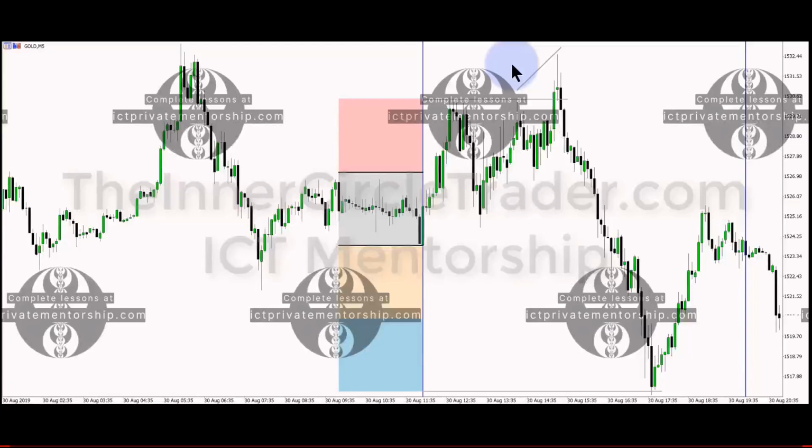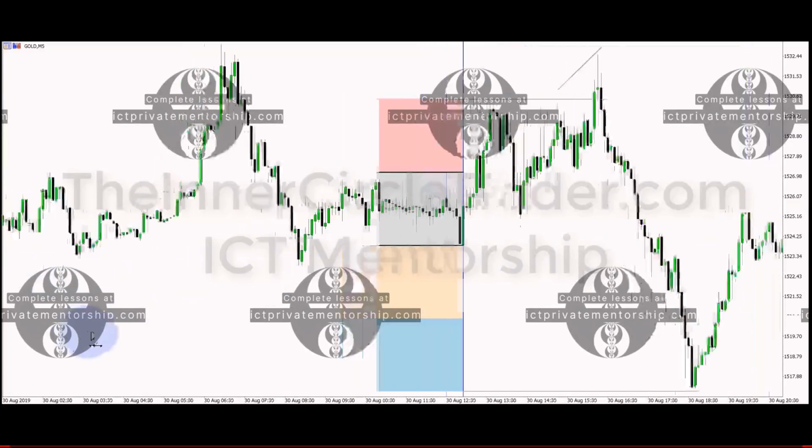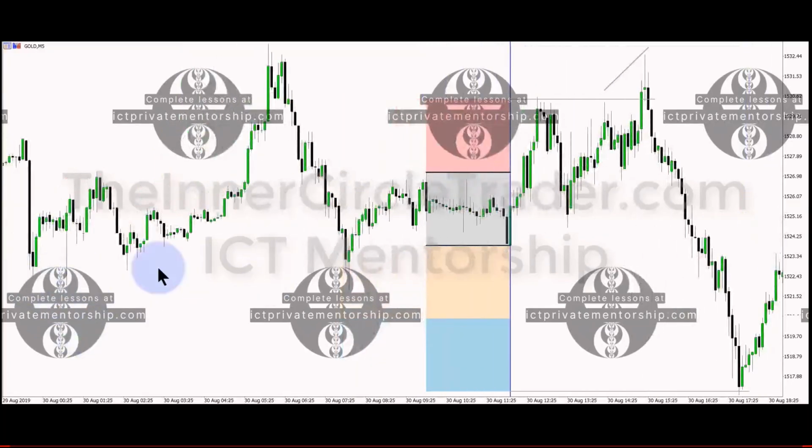So what we're looking for is a return to fair value, return to a bearish order block, run old highs, or breakers, bearish breakers. So we have relative equal lows here. Let's zoom back out here a little bit. You have a low here, and we have a low here.